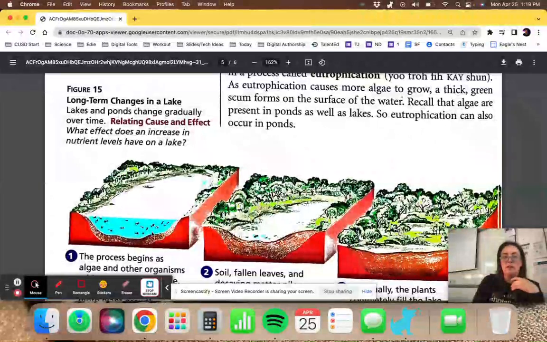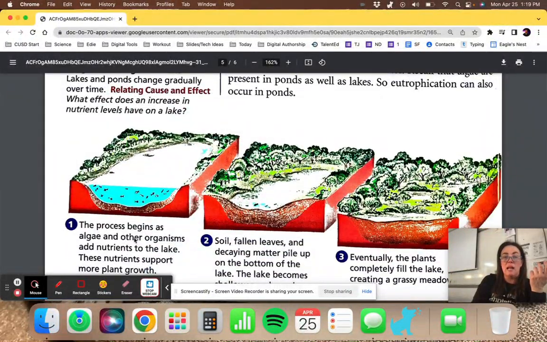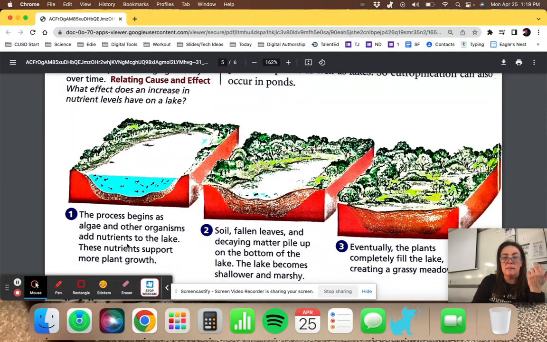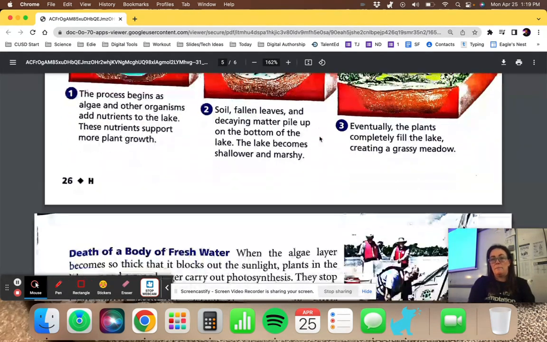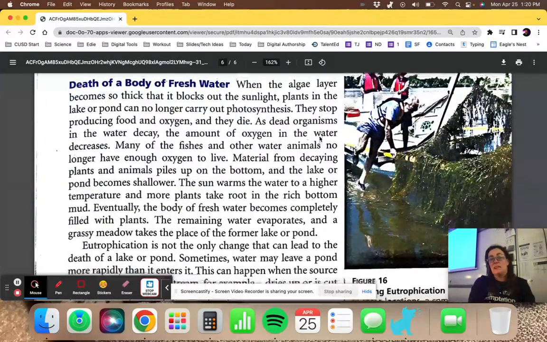We're going to read about that here. So it says here, the process begins as algae and other organisms add nutrients to the lake and they support more algae growth. So the more you have organisms dying, and sometimes you get runoff from farmers who are feeding their crops and that helps those plants to grow, then the algae will begin to bloom. So you can see that happening. And then soil and fallen leaves and decaying matter will pile up on the bottom of the lake and the lake will become shallower and shallower and marshy. So you can see that. And then eventually plants will completely fill it in, creating a little meadow where all that water is evaporated. Okay? That's the death of a body of fresh water.